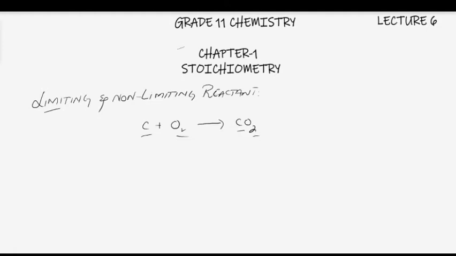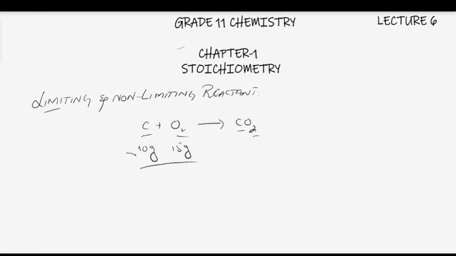Now, if somebody tells you that 10 grams of carbon are going to react with, say, 15 grams of oxygen to produce carbon dioxide, just from these amounts given in grams, do you think carbon is the limiting reactant? No.